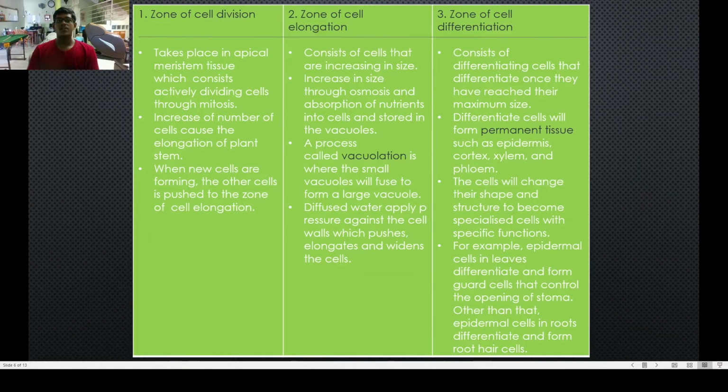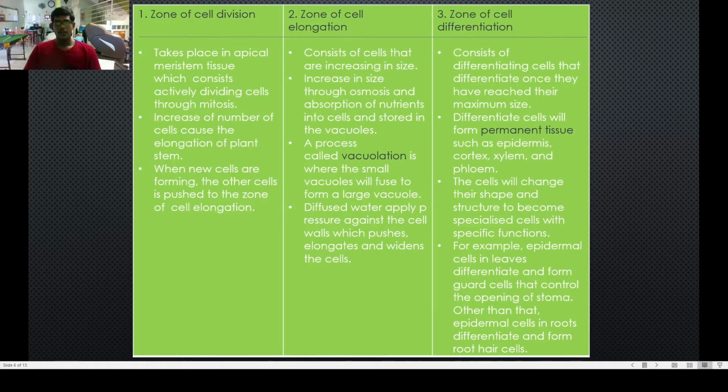Okay, now what is the characteristic of this tree? First is the zone of cell division. The first point is it takes place in apical meristem tissues, which consist of actively dividing cells through mitosis. The second point, the increase in the number of cells causes the elongation of the plant stem. Third, when new cells are forming, the other cells are pushed to the zone of cell elongation.